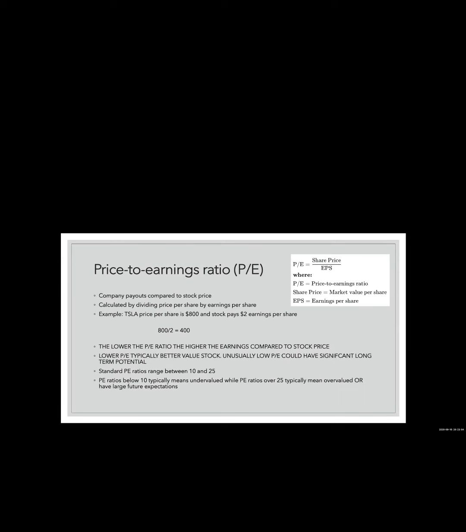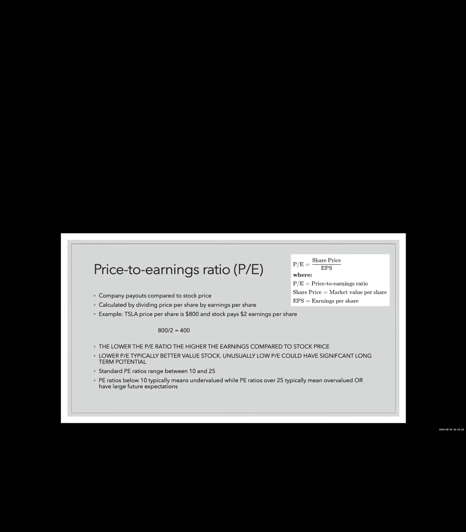And then the next big common thing is price to earnings ratio. You hear this a lot, P over E. So P over E is share price divided by EPS, where P over E equals price to earnings ratio. Share price is market value per share, and then EPS is earnings per share. So P over E is company payouts compared to stock price. It's calculated by dividing price per share by earnings per share.